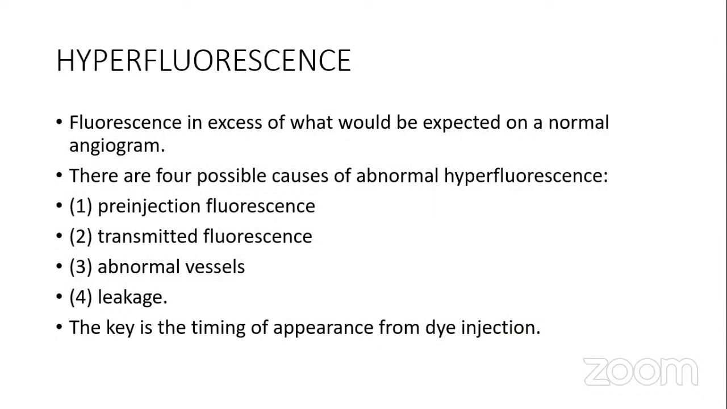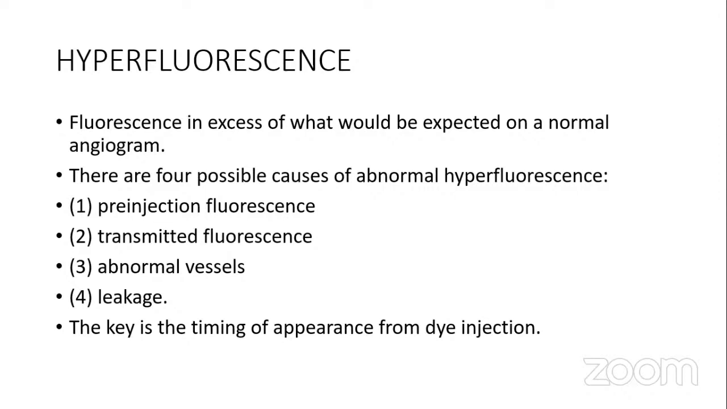So we're now in hyperfluorescence. Now, hyperfluorescence means that there is fluorescence in excess of what is expected to be normal. It's in excess of what is expected to be normal, or when it's expected not to be there. So either it's high in intensity or in an abnormal location. It's outside the vessel. It's in a tissue space. It's not meant to be in a tissue space. It's meant to be intravascular.